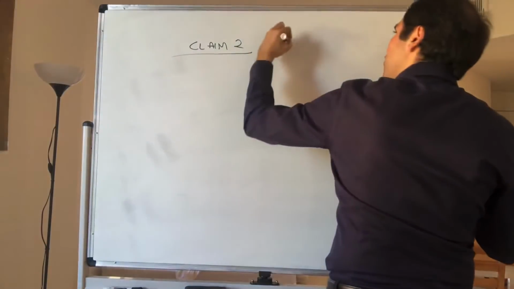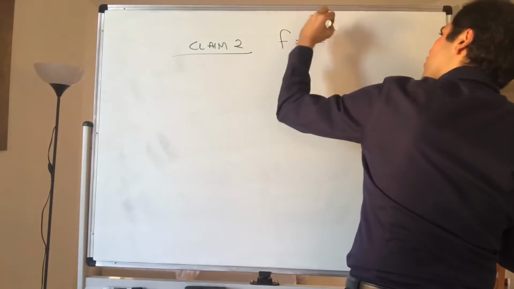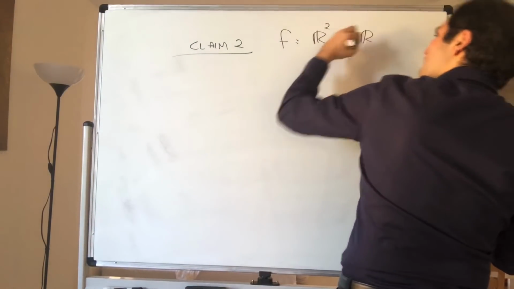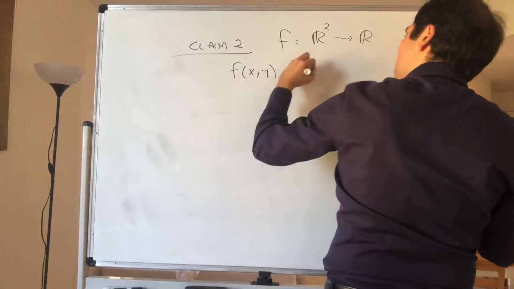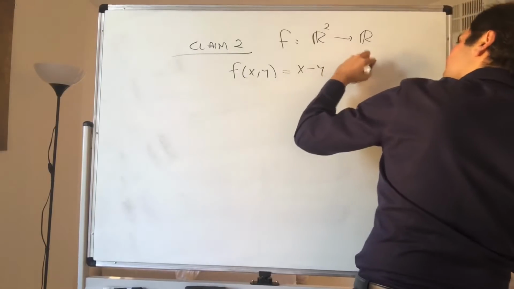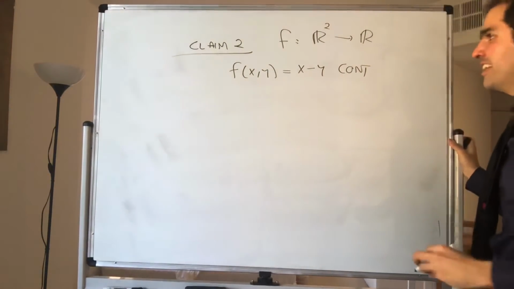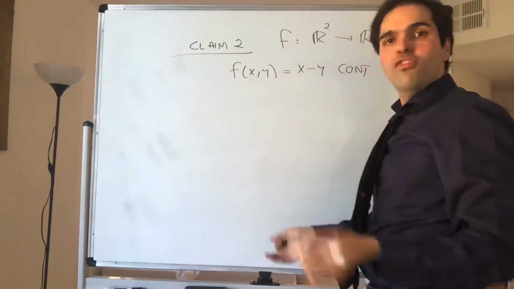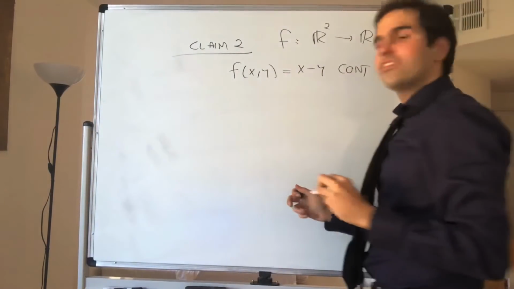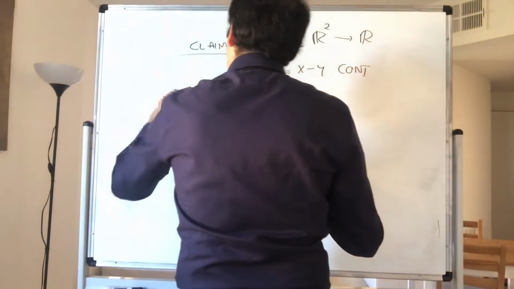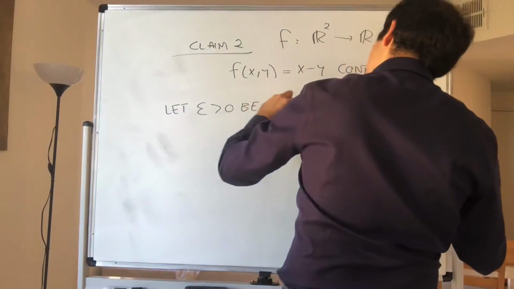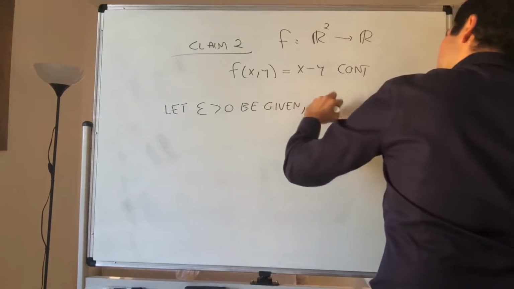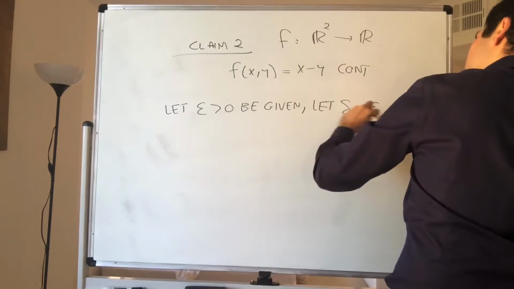Let's show that f, again from R² to R, where f(x, y) is x minus y, is continuous. Y minus x doesn't matter really. And so same thing as before, let's show it's continuous at (x₀, y₀). So let epsilon be given and let delta be epsilon over 2.